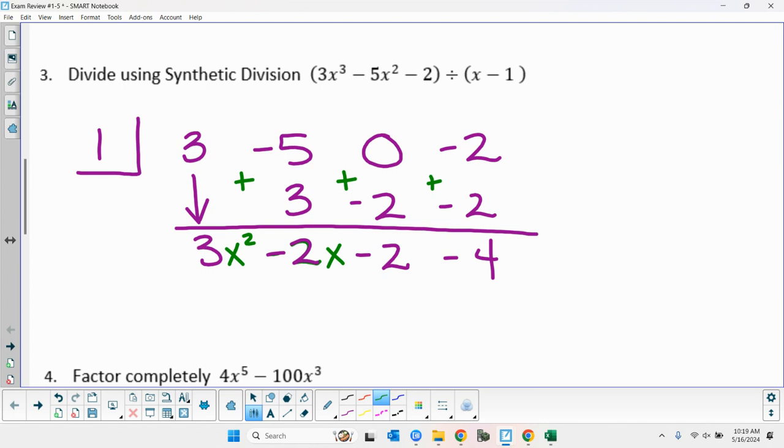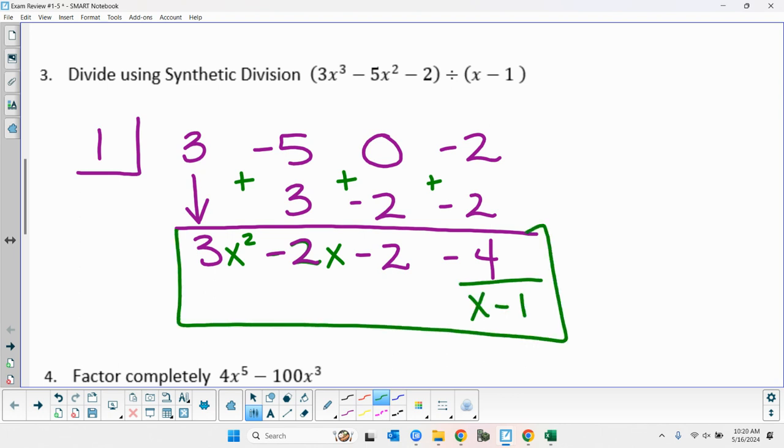What do we do with this negative 4? Right, we put it over what we were dividing by. That's our remainder. So there's our answer. If we get a 0 here on the end, we don't have to worry about a remainder then, right? Any questions? Pretty easy, right?